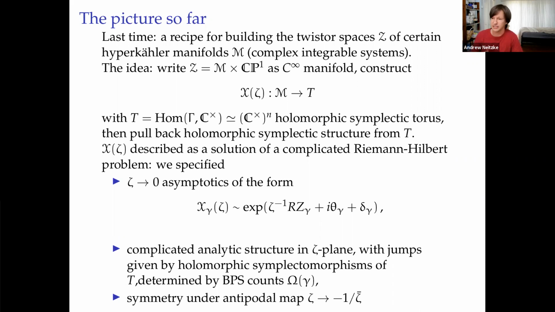Okay, so that was the story that I told you. And then there are lots of interesting questions about whether you can or can't solve that Riemann-Hilbert problem in practice.